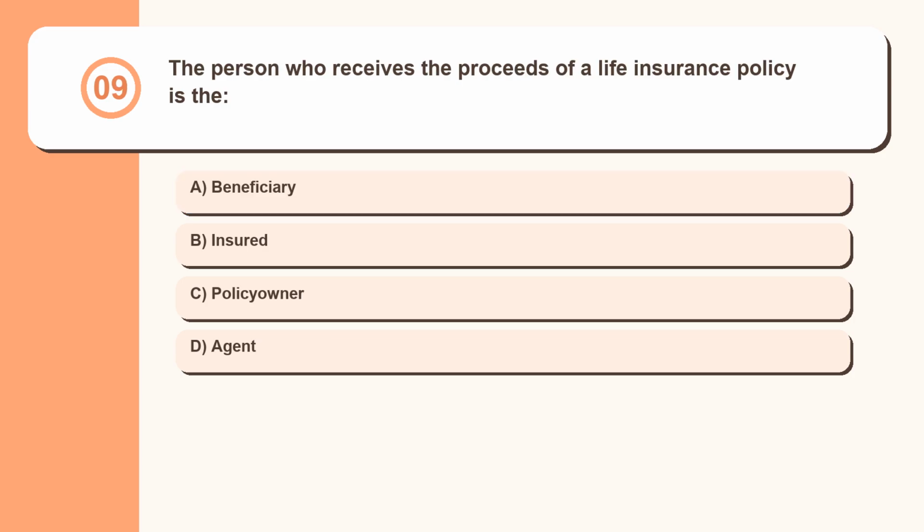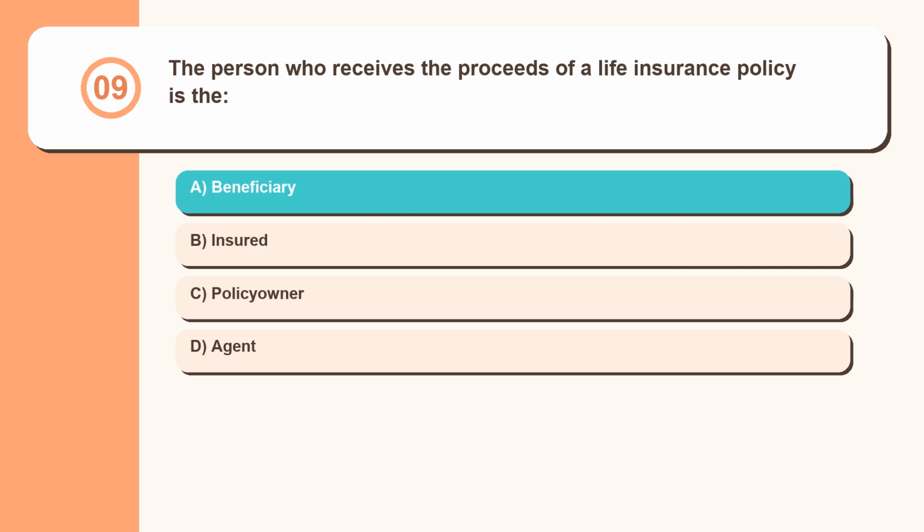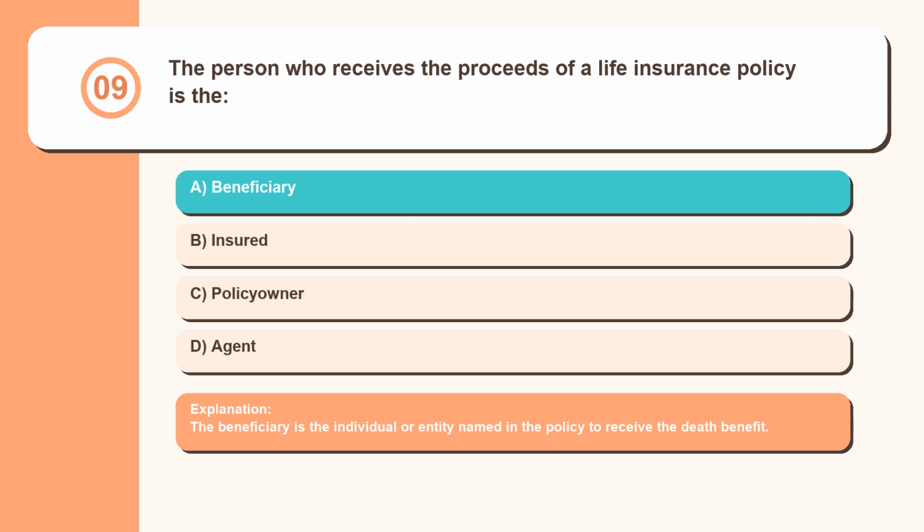Question 9. The person who receives the proceeds of a life insurance policy is the: beneficiary, insured, policy owner, agent. The beneficiary is the individual or entity named in the policy to receive the death benefit.